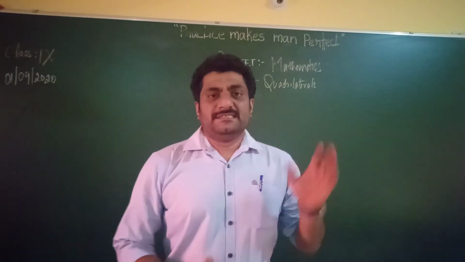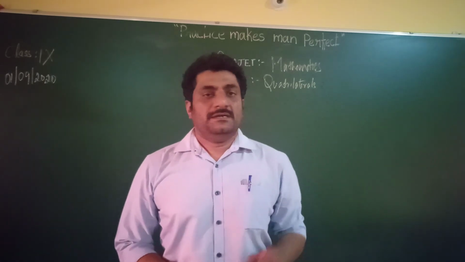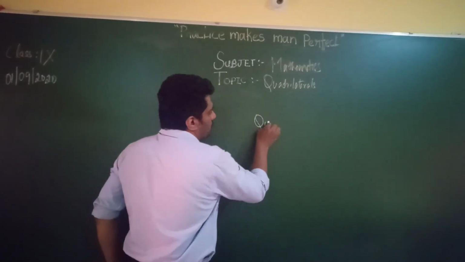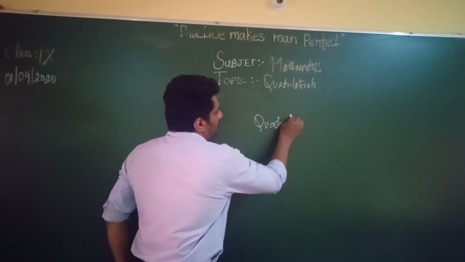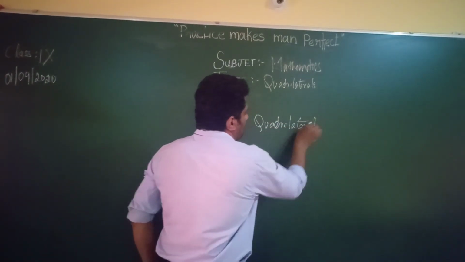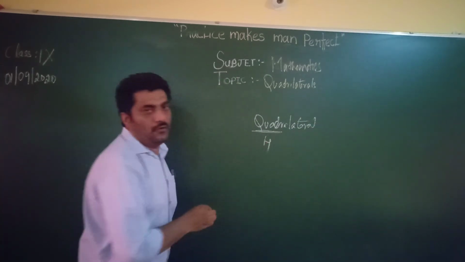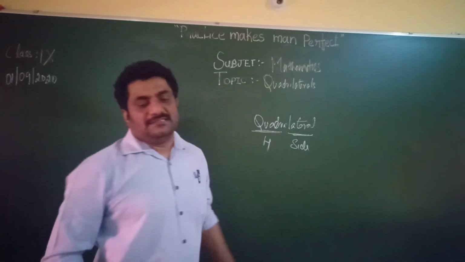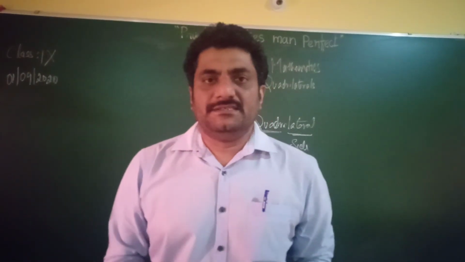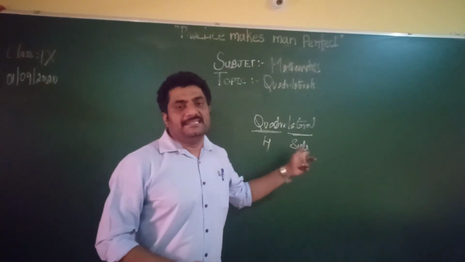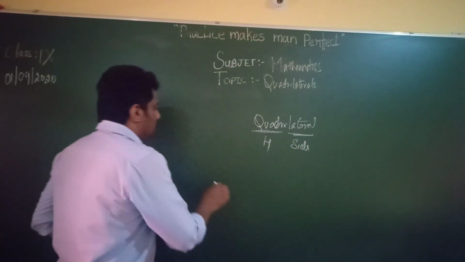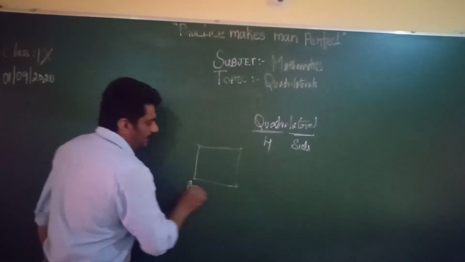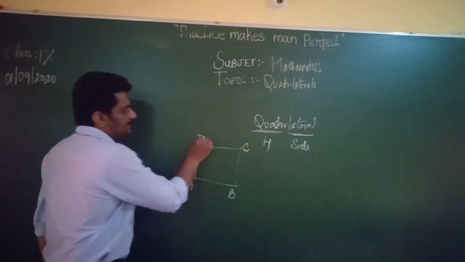Okay. Now, this is the last chapter in your part 1. Now, what is a quadrilateral? Now, the moment when you see quadrilateral, quadra means 4 and lateral means sides. So that means any polygon having 4 sides is called a quadrilateral. So I can tell this is a quadrilateral A, B, C, D.